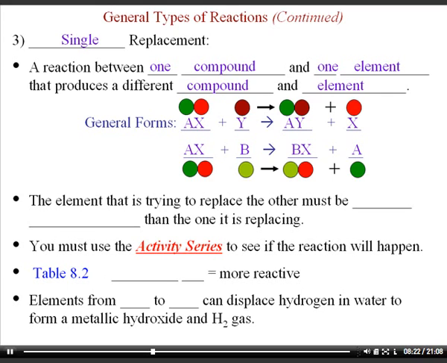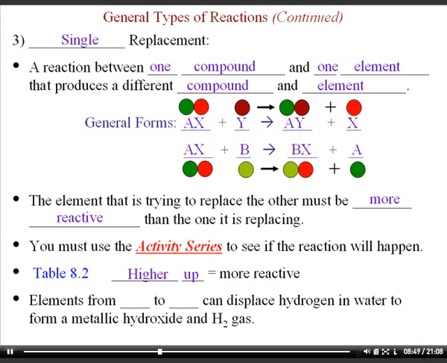Now the element that's trying to replace the other one that's in the compound already, the one that's by itself, has to be more reactive than the one it's replacing, and you have to use what's called the activity series to see if the reaction will happen, and that activity series is going to be shown on the next slide. And the activity series basically just lists the elements from highest activity to lowest activity, or lowest reactivity, I should say. So the higher up you are, the more reactive you would be.